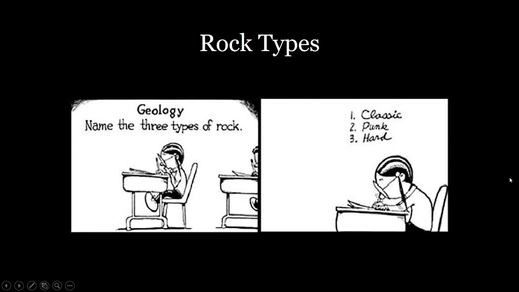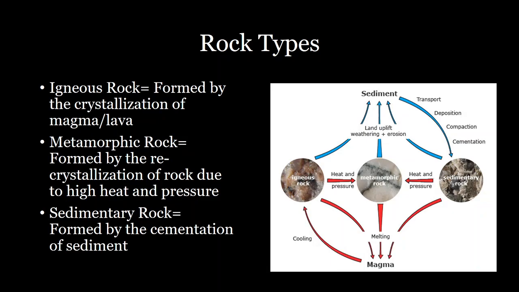And so there are three different types of rock. We have igneous rock, metamorphic rock, and sedimentary rock. These are the three different types of rock. And so igneous rock forms from crystallization of magma or lava. So as liquid rock cools, crystallization occurs and forms igneous rock.